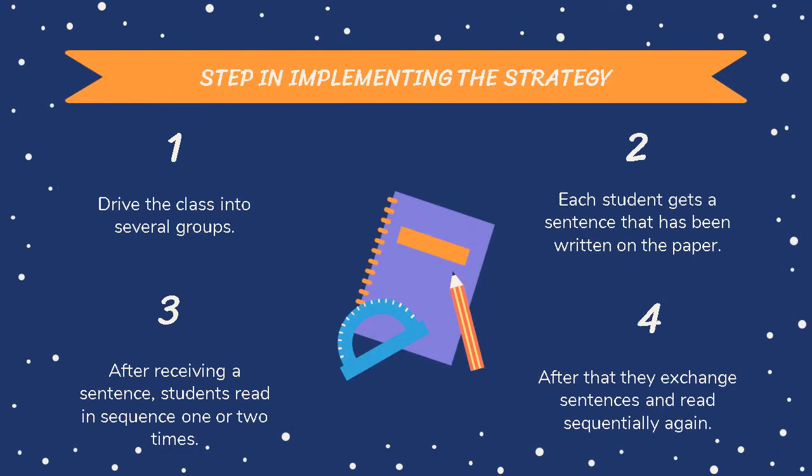Steps in implementing the strategy. The first is divide the class into several groups. The second is each student gets a sentence that has been written on the paper. The third is after receiving a sentence, students read in sequence 1 or 2 times. Number 4, after that, they exchange the sentence and read sequentially again until finished.